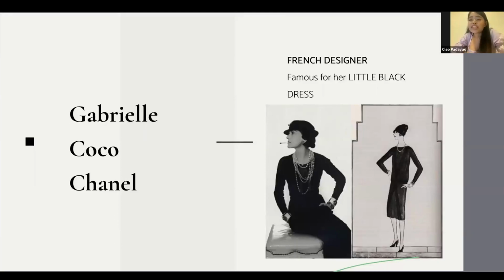And before this, black was actually the color of mourning, because the previous queen, Queen Victoria, was a widow for such a long time that she wore black towards the end of her life. But now in the 20s, people are embracing black as a color of elegance again.